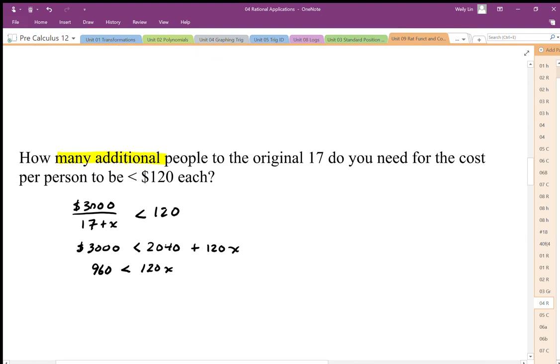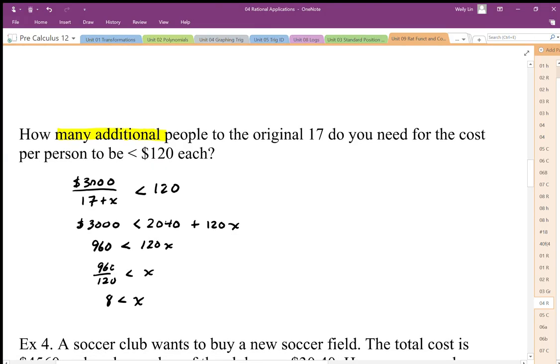And then we're going to divide both sides by 120. So 960 divided by 120, we end up with 8. So x has to be greater than 8 people. So if we want the cost per person to be less than $120, then we need to have more than 8 people join the team.